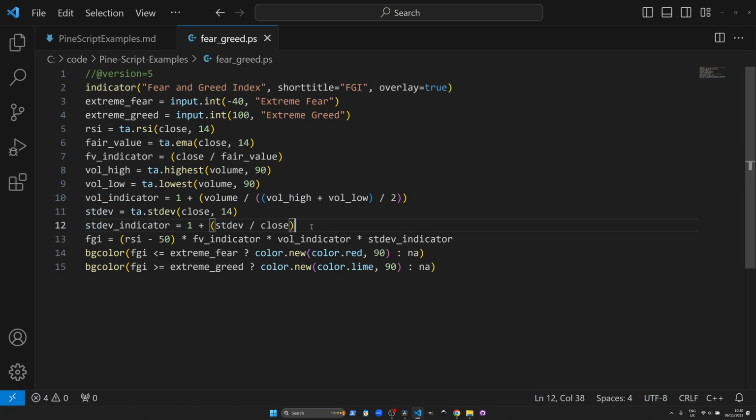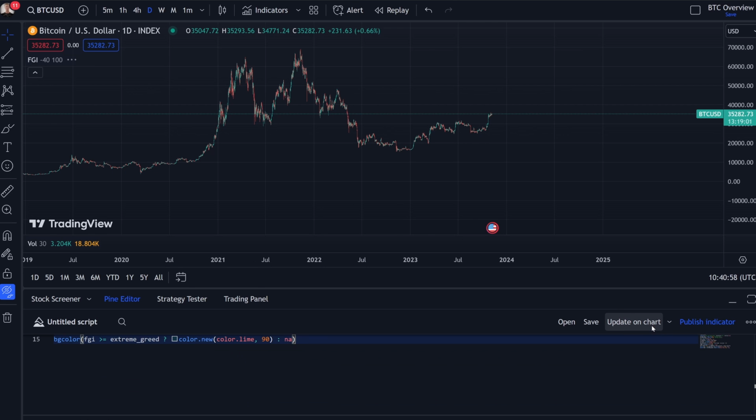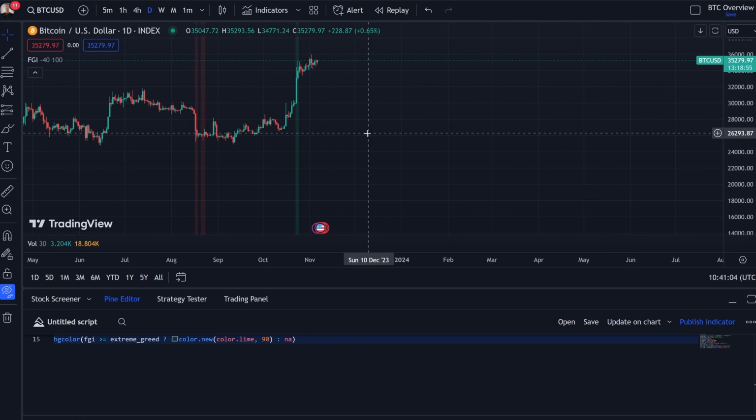And finally, there is a volatility indicator built around standard deviation. We combine these indicators with a formula to create our fear and greed index: the RSI minus 50, multiplied by the fair value indicator, the volume indicator, and the standard deviation indicator. At the user-defined extremities of this range, we plot semi-transparent vertical lines in either red for fear or green for greed using the bgcolor and color.new functions, which allow us to plot these kinds of semi-transparent lines on the chart. This gives us a nice indicator as to when the market has reached the extremes in regards to price, volatility, and volume.